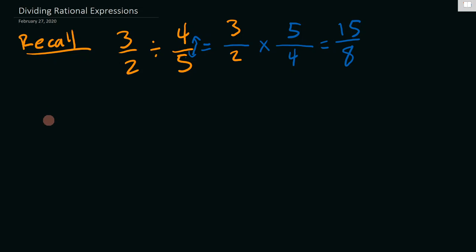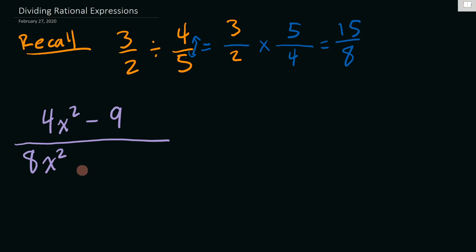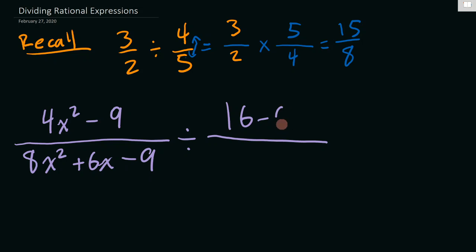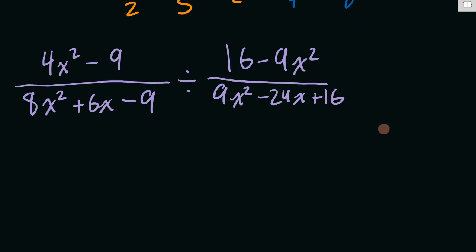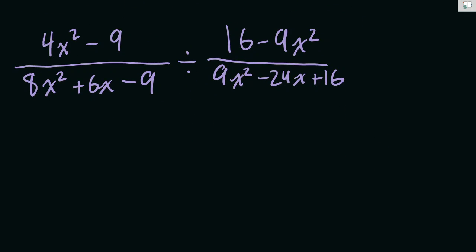We've done some simple ones last time where I gave it to you already factored. Let's do one that is not factored at all. So let's do 4x squared minus 9 over 8x squared plus 6x minus 9, divided by 16 minus 9x squared over 9x squared minus 24x plus 16. Okay, now before we can do anything with this, we're going to need to factor all the things, right? We've got a quadratic, quadratic, quadratic, quadratic. So let's go through and factor.